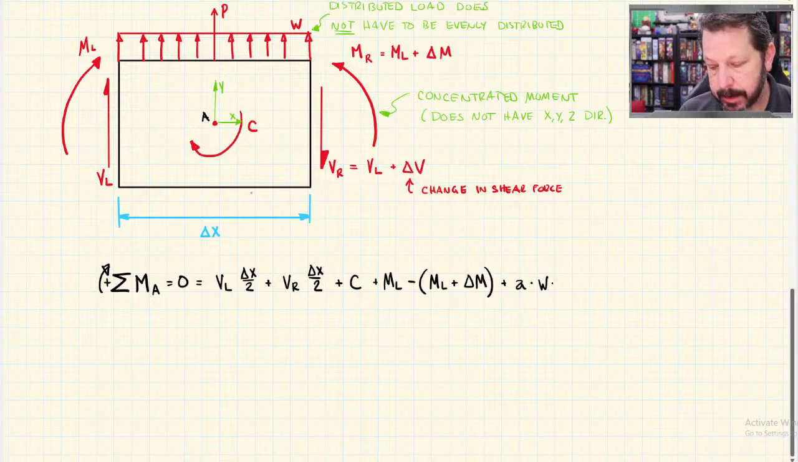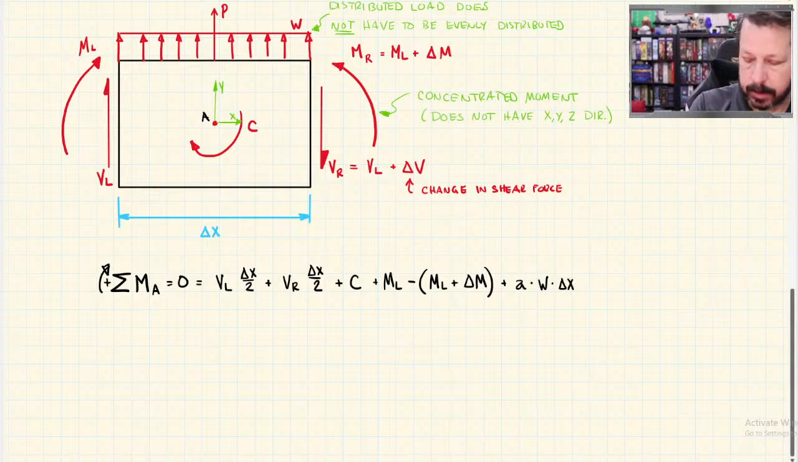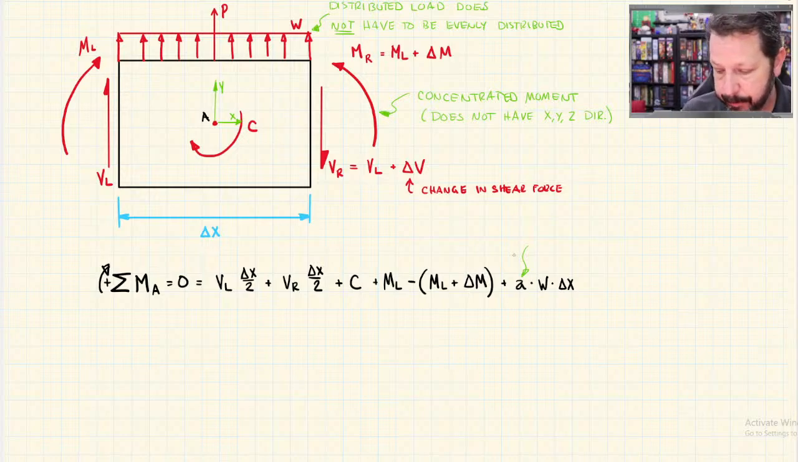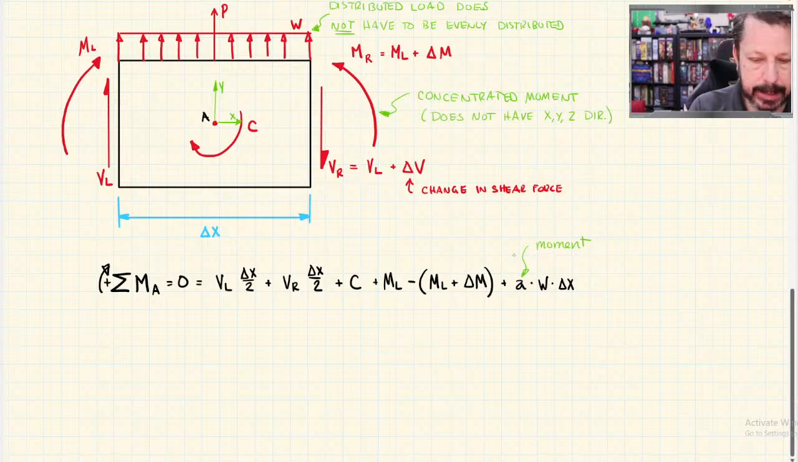Well, W times delta X, because that's the magnitude of it. So we don't know what A is. We just know there's something. You have to multiply W times delta X, the lumped version. You have to multiply it times its moment arm. So it would be like this.